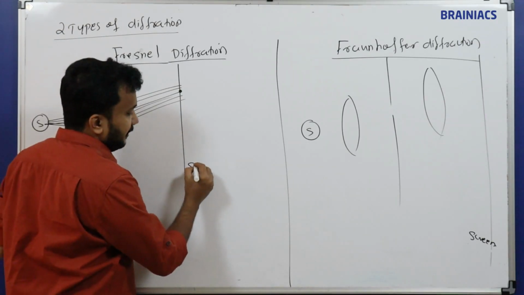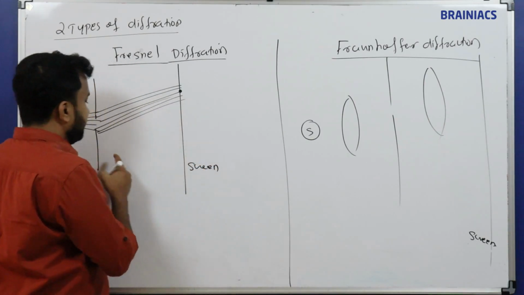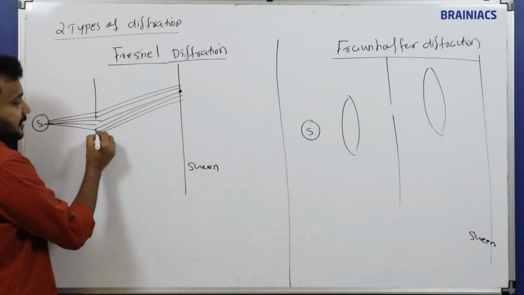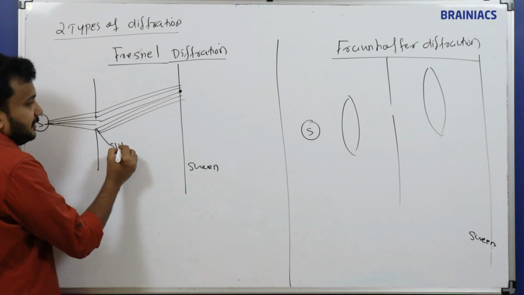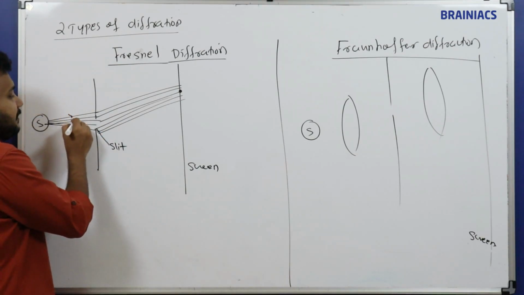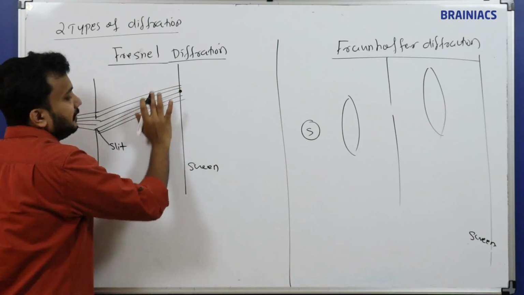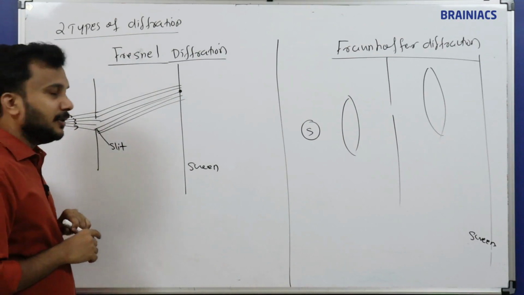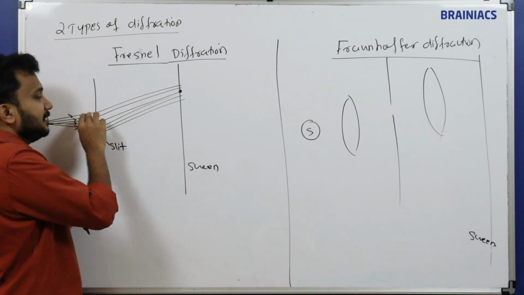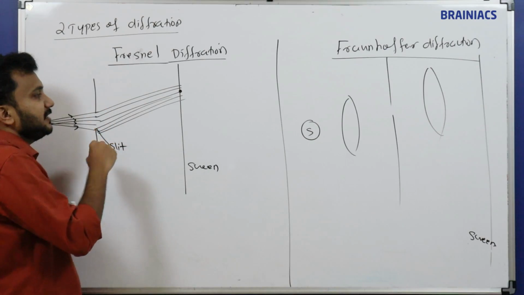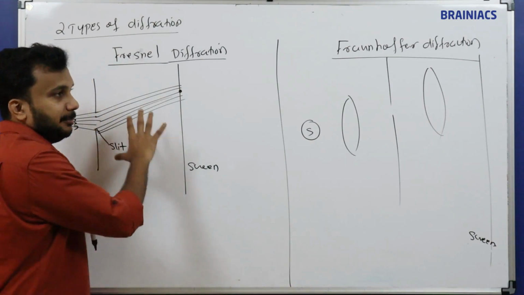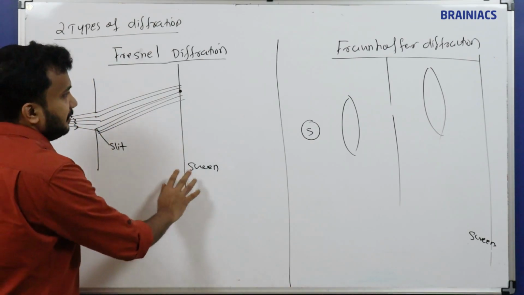This is the screen. This is the slit. Now, the light spreads through this slit onto the screen. So this is the diffraction due to a single slit that will be happening here. Then the condition for brightness and minima.